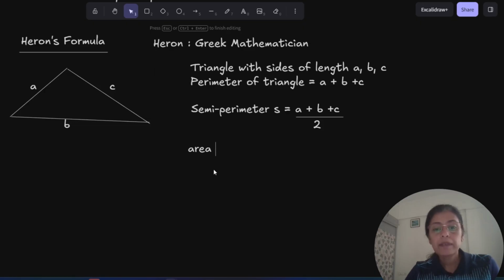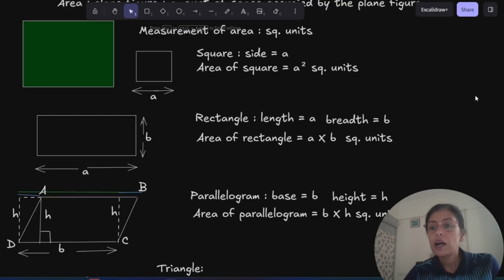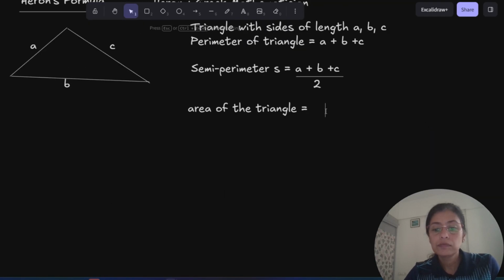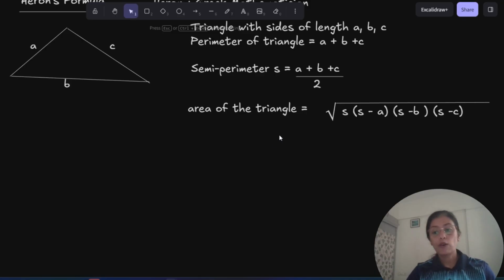So as per Heron, area of the triangle is equal to under root, under root of S into S minus A into S minus B into S minus C. This is the area of the triangle.